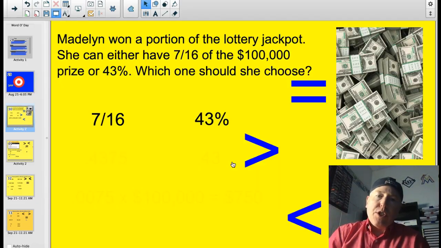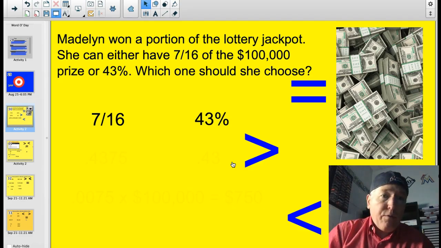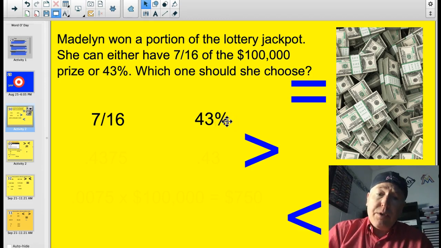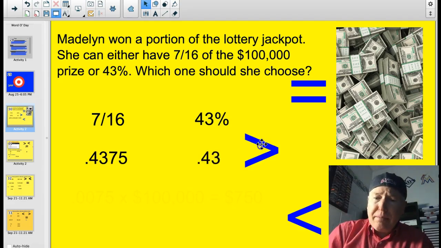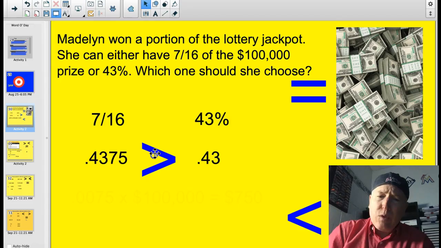Alright, Madeline won a portion of the lottery jackpot. She can either have 7/16 of the $100,000 or 40% as her prize. Which should she choose? When you're talking about money, you want the most money out of this jackpot. So the easiest way is to compare these two by turning them both into decimals. 7 divided by 16 gives you 0.4375. 43% is 0.43. You can clearly see that this one is larger.